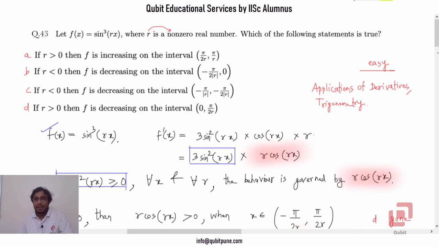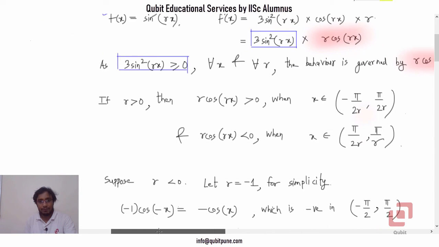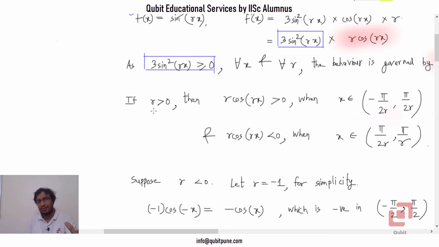Alright. Now we will eliminate the options, and first of all we'll consider options A and D, where r is positive. So what do we know about cos? See, r is positive now. So whenever cos rx is positive, the function will increase. What do we know about cos theta or cos x? Cos x is positive when x belongs to the interval negative pi by 2 to positive pi by 2. We know that.